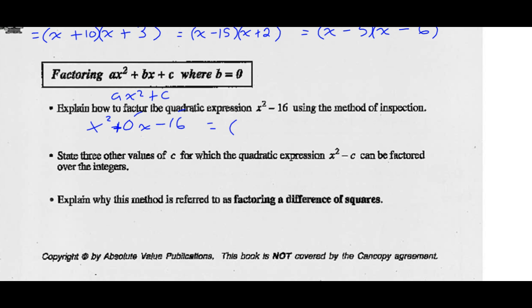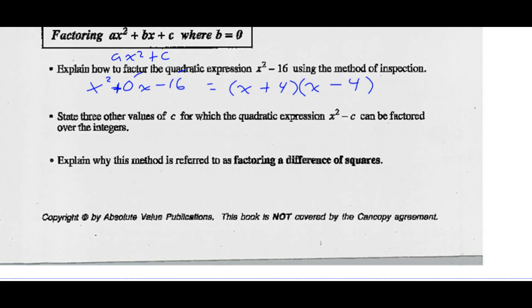So you make your two sets of brackets, put an x in the front of each bracket, and what two numbers multiply to 16 and add to 0? Well, they have to be the same number. So 4 times 4 is 16. One has to be positive, one has to be negative. Plus 4 and minus 4 adds to 0, and plus 4 times negative 4 multiplies to negative 16.